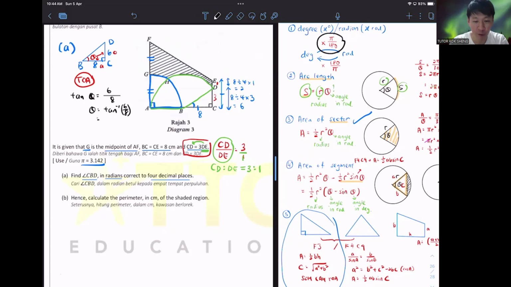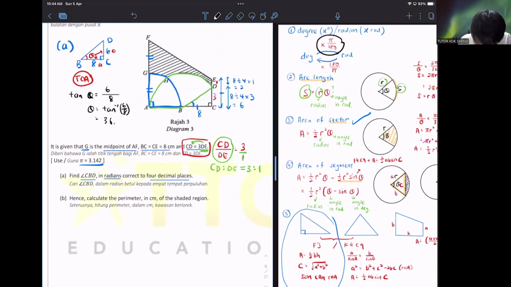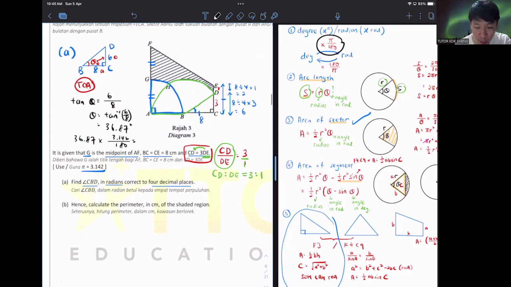Inverse tan of 6 over 8. Yeah, okay. 36.87 degrees. And then later we convert this to radians. But be careful with the pi. I repeat, the pi. This question requests 3.142, so you have to follow that. 36.87 times 3.142 divided by 180. Four decimal places, 0.6436.